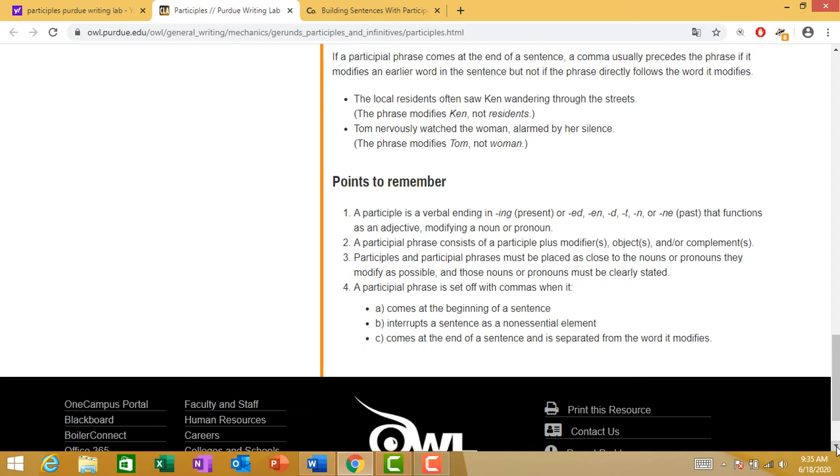A participial phrase is set off with commas when it A, comes at the beginning of a sentence, B, interrupts a sentence as a non-essential element, C, when it comes at the end of a sentence and is separated from the word it modifies.